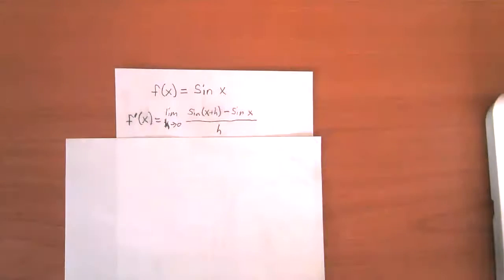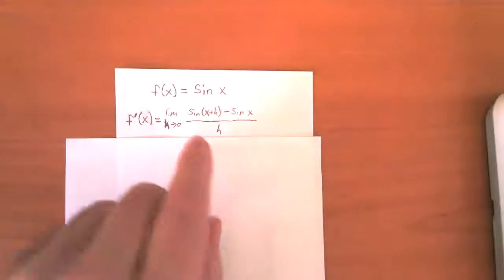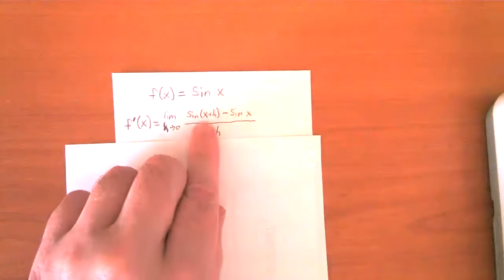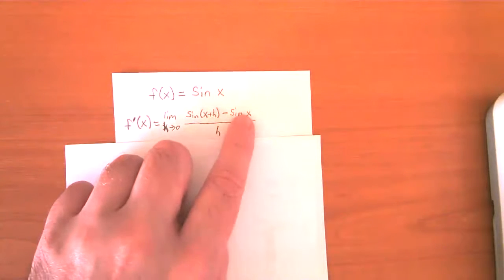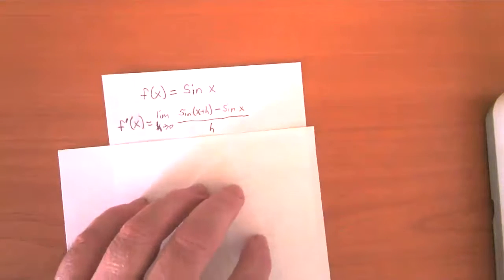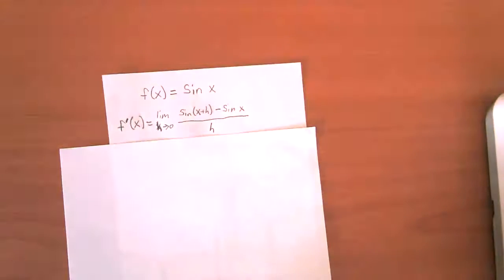So the first thing we normally do going on from here is that we evaluate these two functions. So, if f of x was x cubed, then this would be x plus h quantity cubed, and this would be x cubed. With sine, it's a little bit harder to work that out. And sine of x, we can't simplify that any.